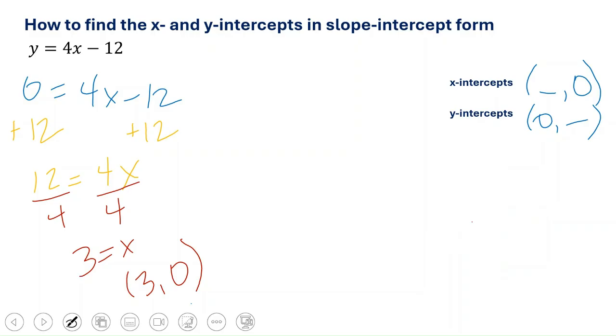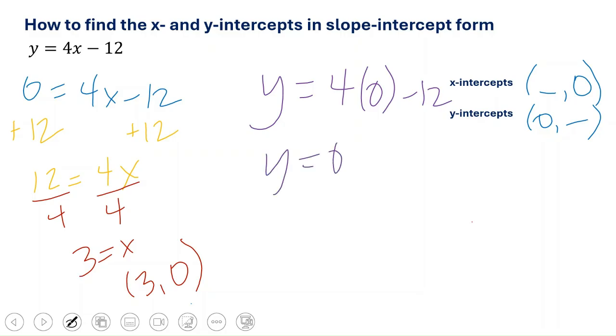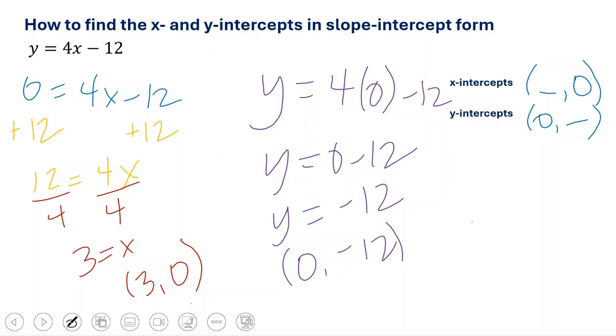All right, let's do the same thing for y-intercepts, except that instead of substituting 0 for y, we substitute 0 for x. So everywhere in this equation, I see x, I'm going to put in a 0. Okay, so 4 times 0, there's my substitution, minus 12. y equals 0 minus 12, so y equals negative 12. That means my y-intercept is (0, -12).